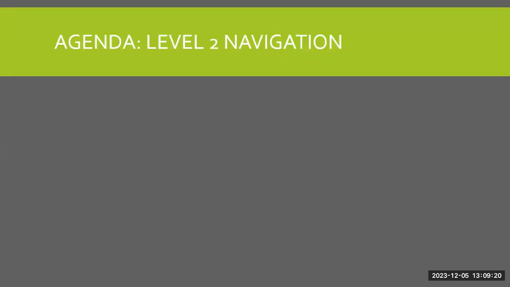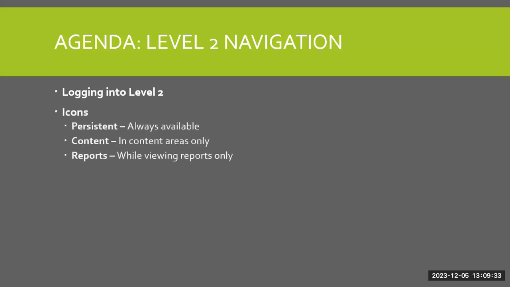In this course, you'll be presented with the basics of what you need in order to use L2RPT for your advantage. First, we'll review how to log into Level 2. Then, you'll be presented with a number of icons that you'll encounter in a number of categories, including icons that are persistent throughout the platform, content icons that are specific to two areas of L2RPT, and icons that you'll only see if you are running reports.